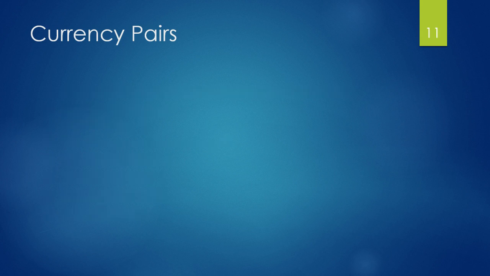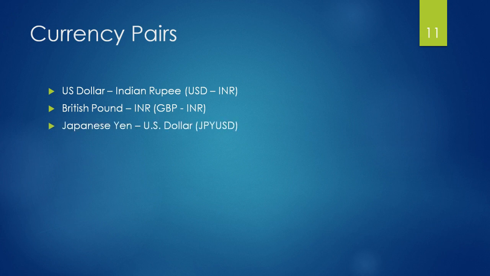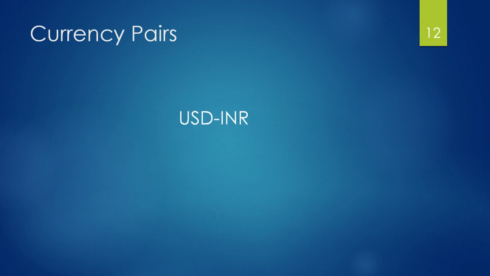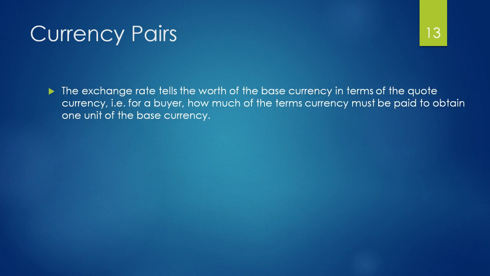Now coming back to our topic of currency pairs, you can see the currency pairs like these: US dollar Indian national rupee, British pound INR, or Japanese yen US dollar, or US dollar Swiss franc. Like this, you can have any number of currency pairs, but in any currency pair, there will always be two currencies involved. So as we saw, in a currency pair, the first currency is referred to as base currency and the second currency is referred to as the counter or terms or quote currency. The exchange rate tells the worth of the base currency in terms of the term currency. That is, for a buyer, how much the terms currency must be paid to obtain 1 unit of base currency.